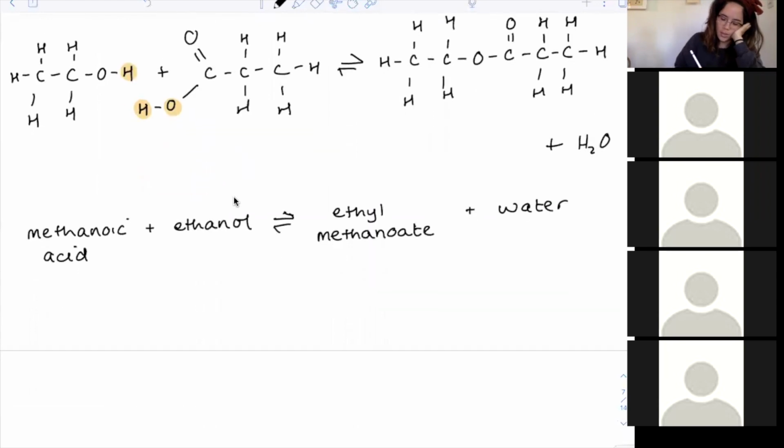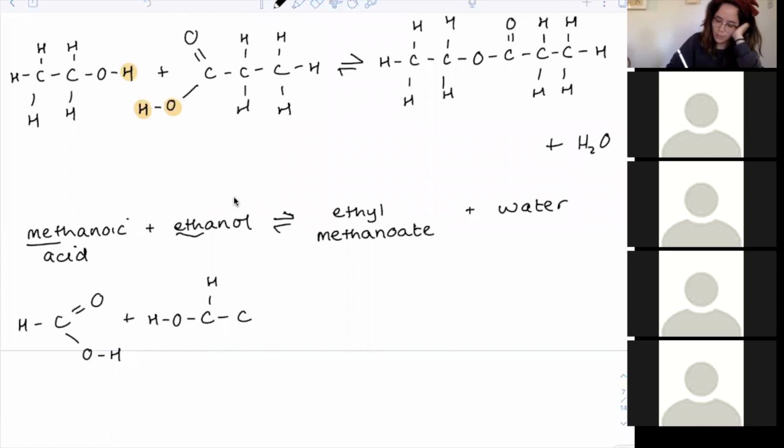Okay, let's draw this bad boy. Right, 1 carbon because you've got meth. Here's the functional group of the carboxylic acid. Complete the molecule. Now we have an alcohol, eth, 2 carbon atoms. The OH functional group.